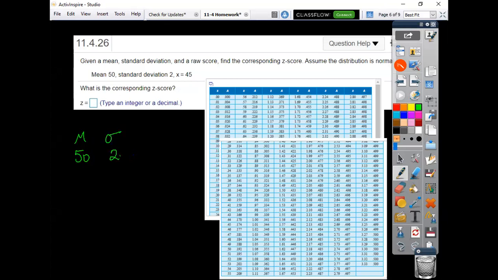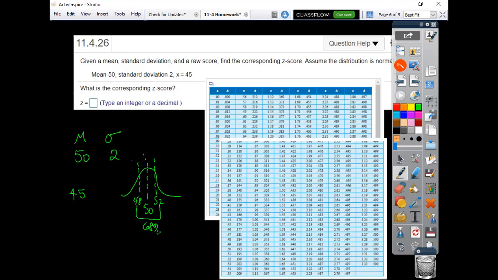So if you go again, and then the score we're talking about is a 45. So just think about our normal distribution, what this represents. It means my mean's down in the middle here at 50. If I go out 2 above, that would be at 52. If I go 2 below, that would be at 48. Between 48 and 52, using the empirical rule, is 68% of our data.